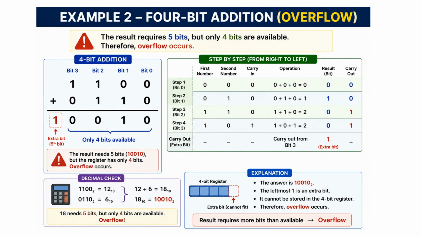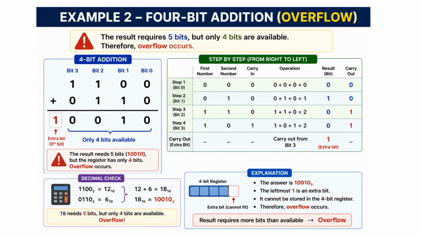We are adding 1100 and 0110. Starting from the rightmost bit, we add each column one at a time. The correct binary answer is 10,010. Now let's check the decimal values. 1100 is 12, 0110 is 6, and 12 plus 6 equals 18.